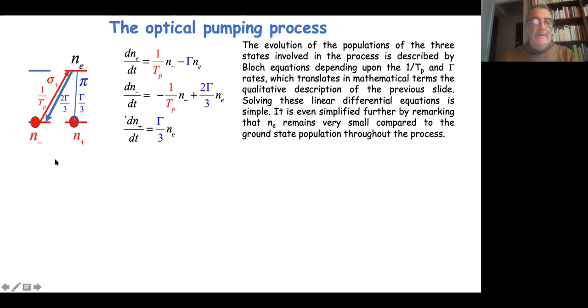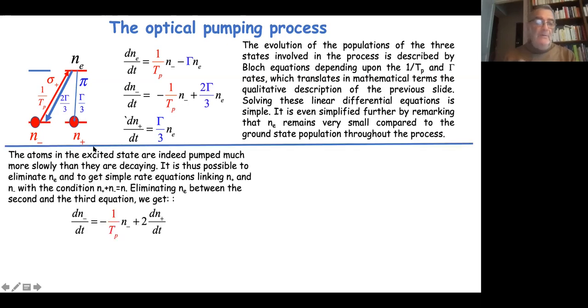Now, usually what happens is that the rate at which the atoms are excited by classical lamps is very small compared to the spontaneous emission rate. In other words, gamma Tp is very large compared to 1. This means that the excited state decays much faster than it is prepared by the optical excitation, which means that the population of the excited state remains very small compared to the population of the ground state, n plus and n minus, throughout the process. So you can do a very simple calculation. First, you can eliminate the excited state population by combining these two equations, and you get the equation which I show you here.